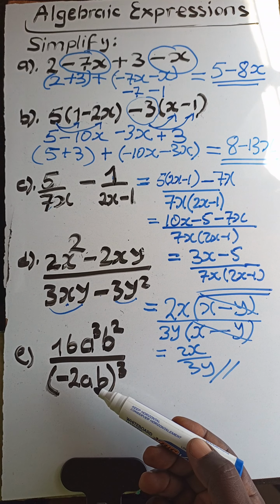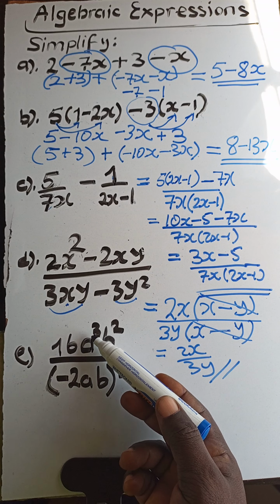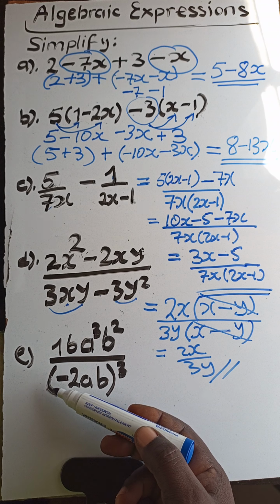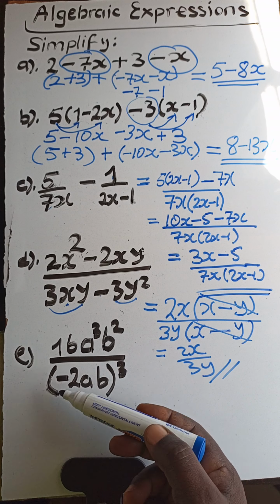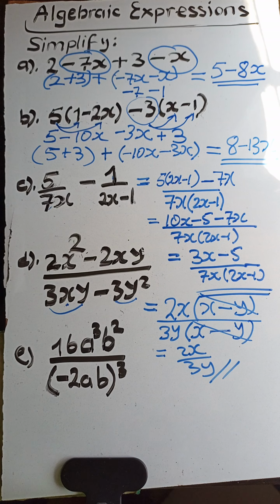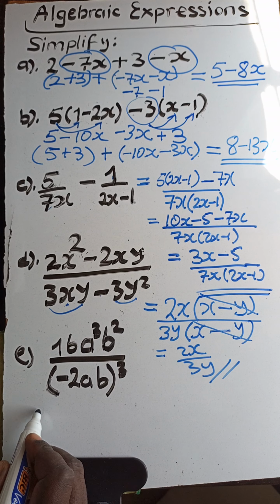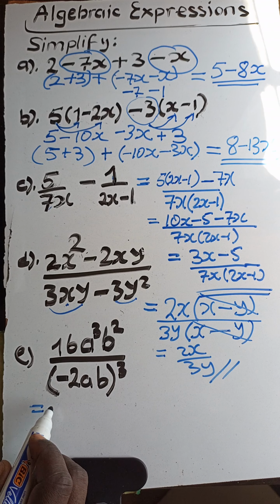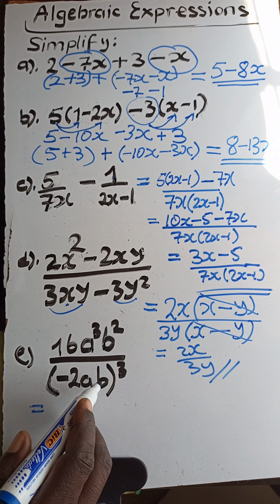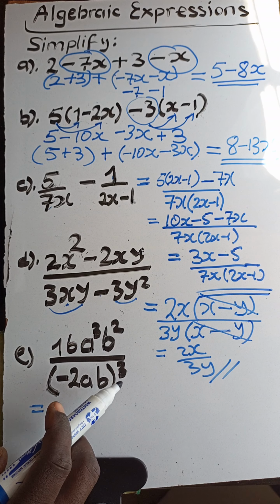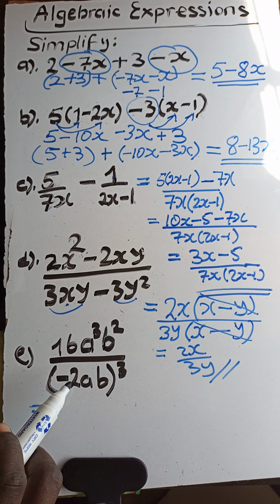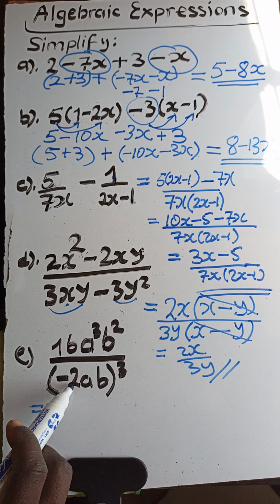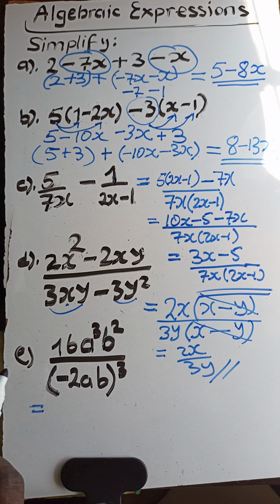Now we do the last exercise. We have 16a cubed b squared divided by negative 2ab all of this cubed. Now the first thing to do is to handle the brackets, just like BODMAS, brackets first. In the bracket here, we have negative 2ab all cubed. This power cube will be distributed to each member of this expression. It will come to negative 2, apply to a, and also apply to b.